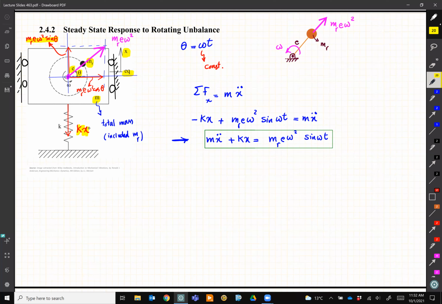So I hope you guys can visualize what's really happening. This load m r e omega squared sine theta, as Ansys asked, goes up and down, right? It goes up and down. Right now it is up. A moment later, because the whole system is rotating, it's going to be down and pressing this system down. So you can visualize that a vibration is really happening, and the math also proves that. This is the equation of motion, which for us, we know how to deal with.